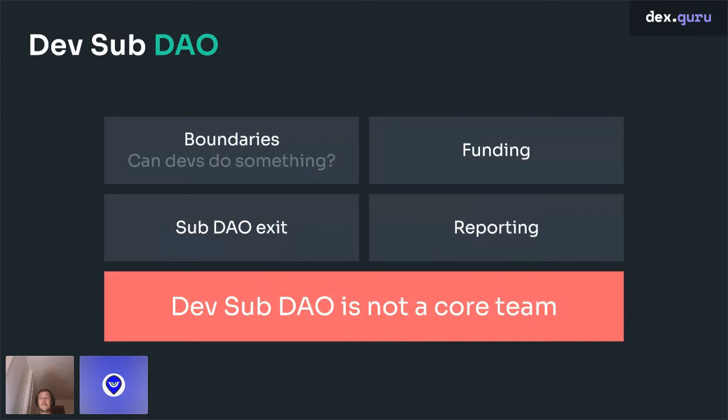Sub-DAO exit. As for any other sub-DAO, there is a full independence in terms of internal structure and governance, limited only by shared goals and funding. Dev sub-DAO can be discontinued by DAO or replaced with another team, as well as sub-DAO can work with external counterparts and seek funding outside of the DAO.